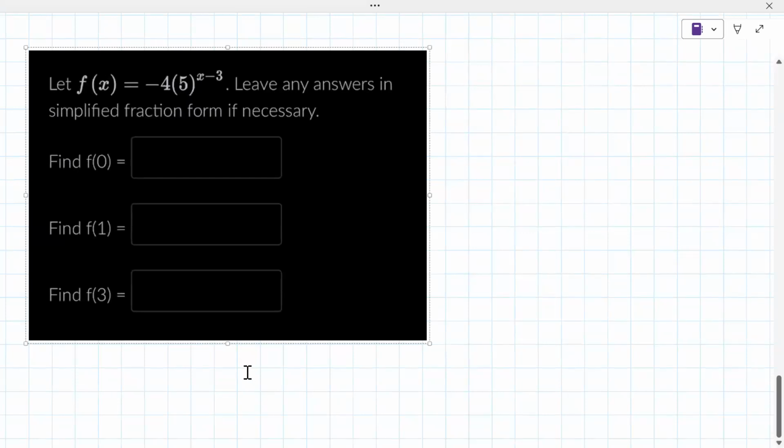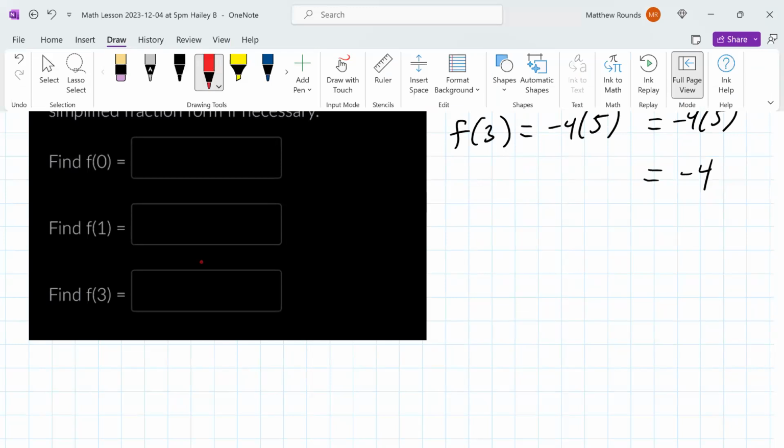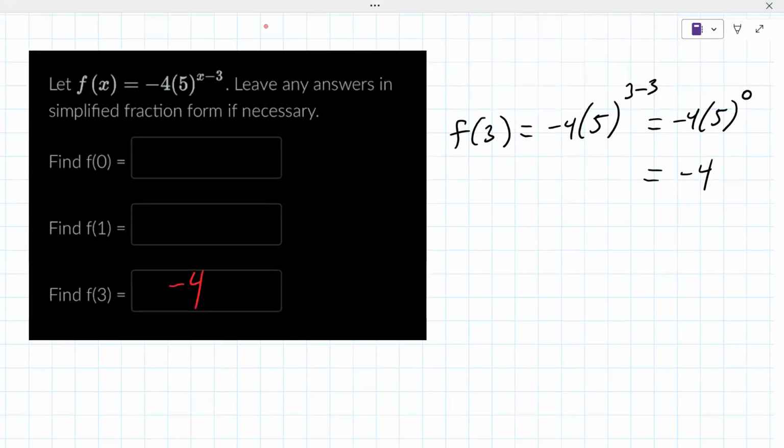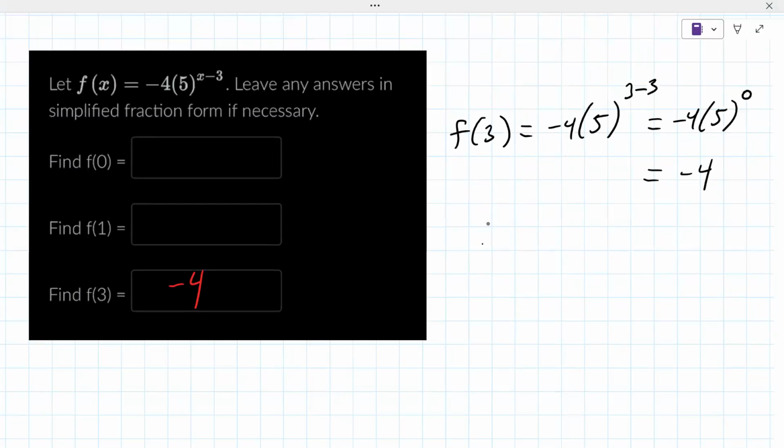Okay, so f of 0, we're gonna actually start in reverse. So we're gonna start with f of 3. That means to put 3 in for x. 3 minus 3 is 0. Minus 4 times 5 to the power of 0. 5 to the power of 0 is 1. Negative 4 times 1 is negative 4. Is that good? Yes. Now it gets harder. It gets more difficult from here.